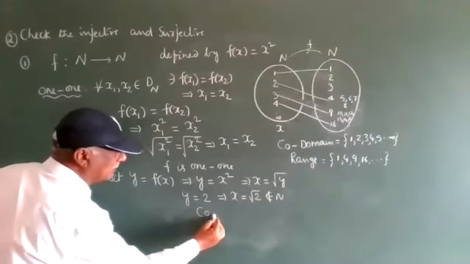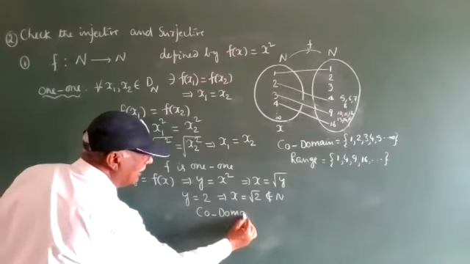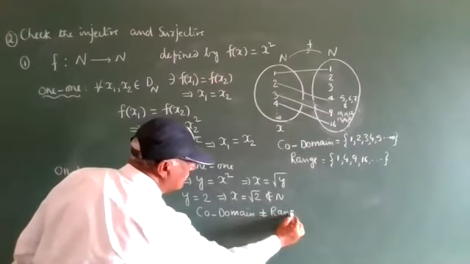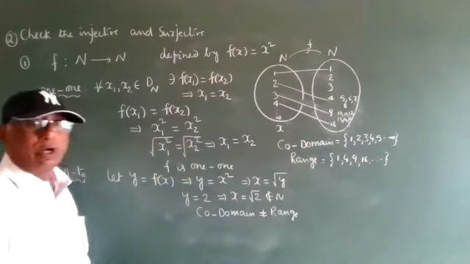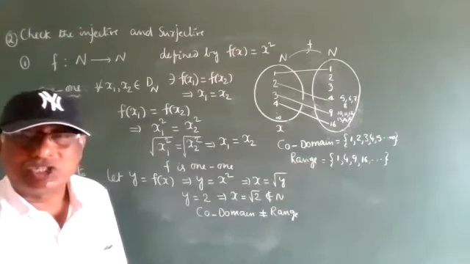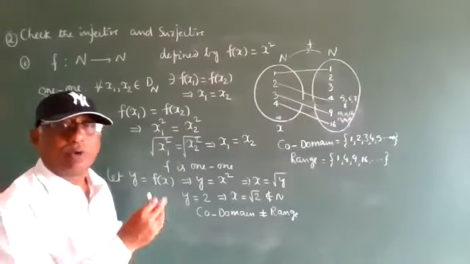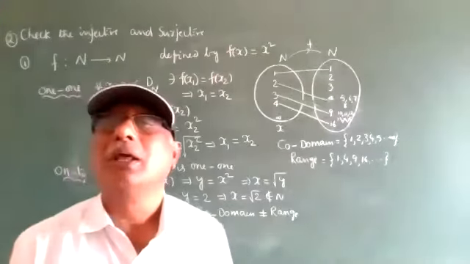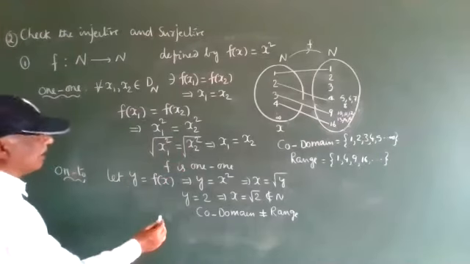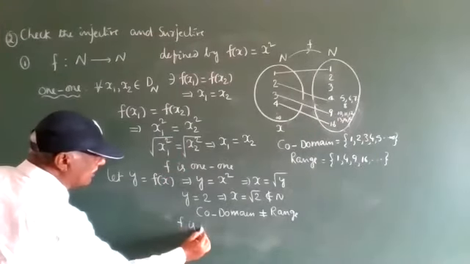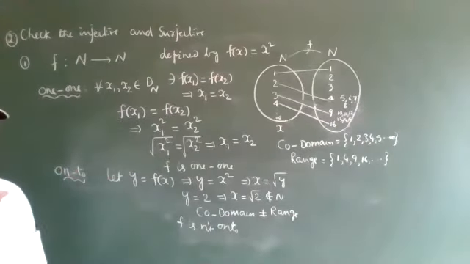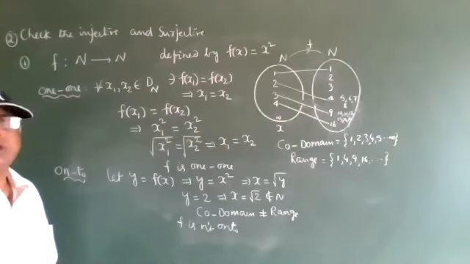Now write down: the codomain is not equal to the range. Note this down. The codomain is 1, 2, 3, 4, 5 and so on. The range is only the square terms 1, 4, 9, 16, and so on. Therefore, the codomain and range are not equal. Simply we say that it is not onto. So f is not onto. F is injective but not surjective.